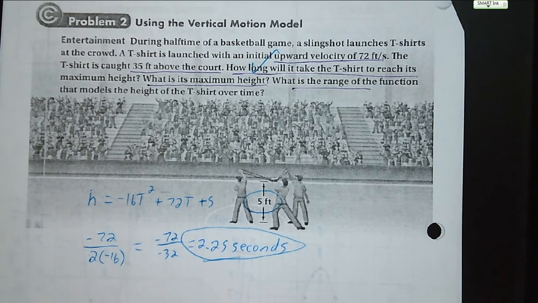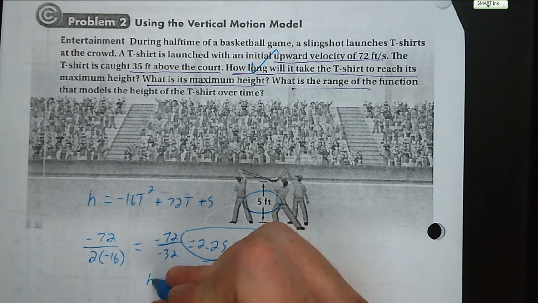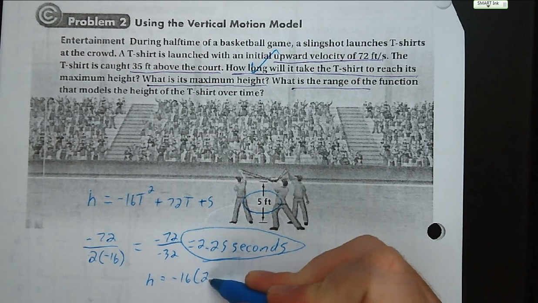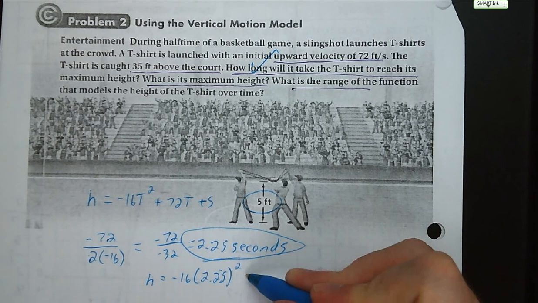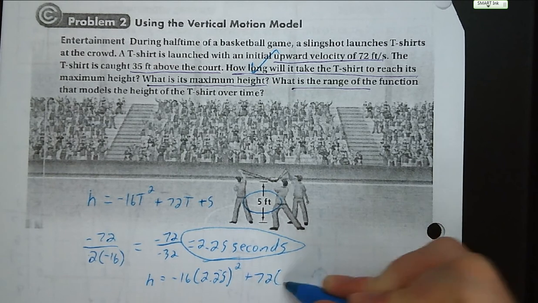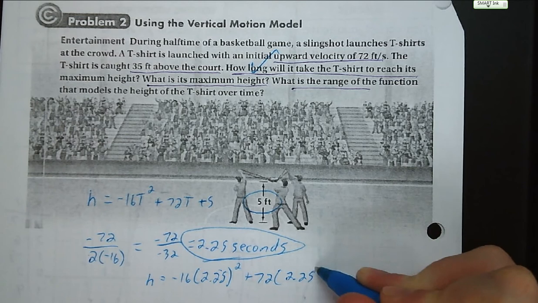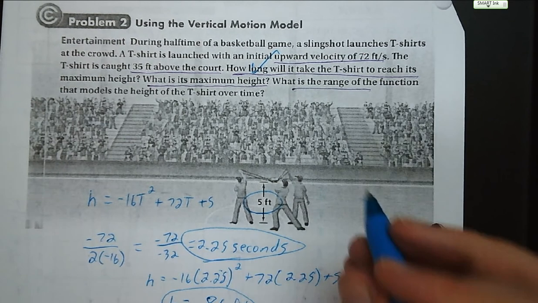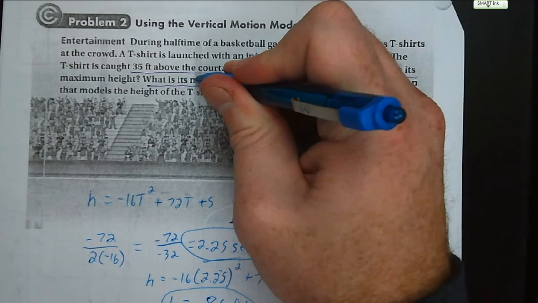Our second part, what is the height? h equals -16, and we're going to substitute 2.25 in for t. We have 2.25 again, and plus 5. So the height is going to be equal to, when you type all that in, 86 feet above the court. So our max height, done.